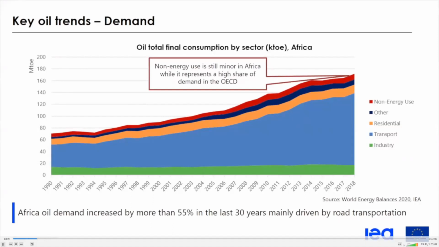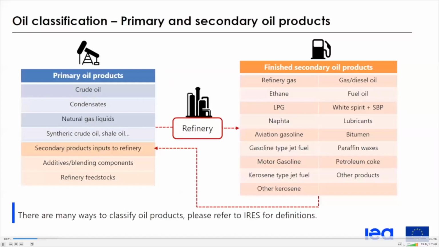So now that we discussed some key trends, let's have a look at how we classify those products in our methodology. We try to distinguish between the products that feed the refinery and the products that come out of the refinery. So primary oil products, which are coming from natural resources, and finished secondary oil products, which are manufactured in the refinery. This is a rough definition, of course, because some of the output of the refinery will be used later on as input of the refinery. So this will get a little bit more complex later on.